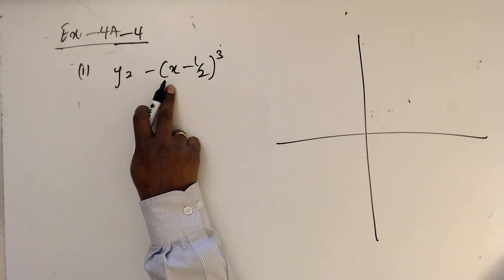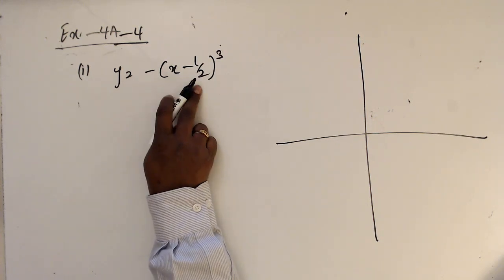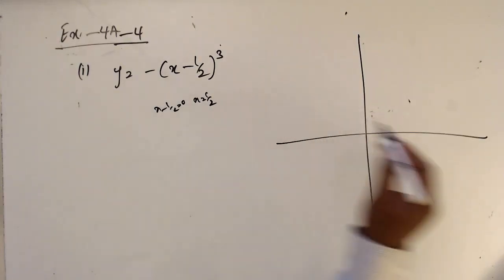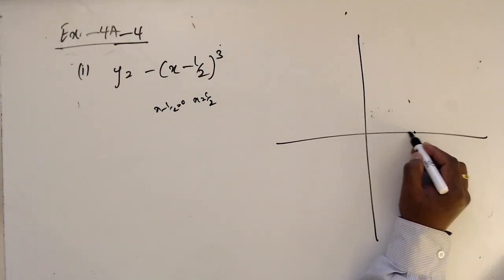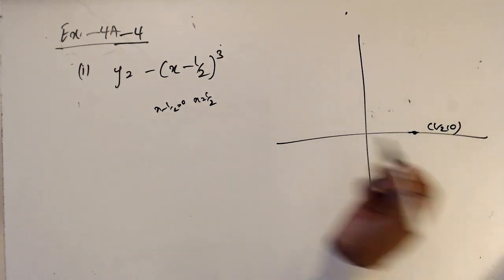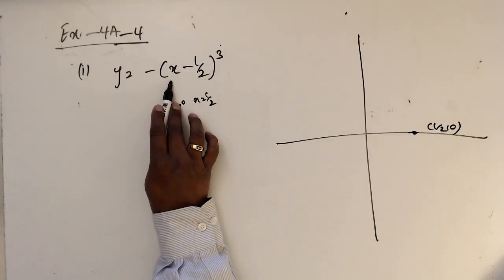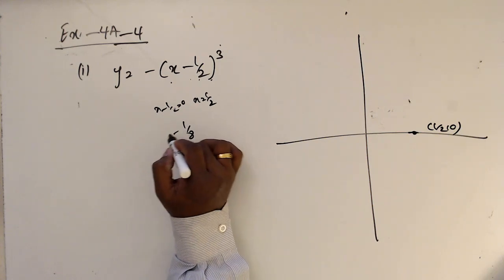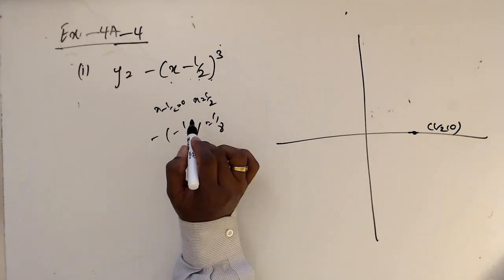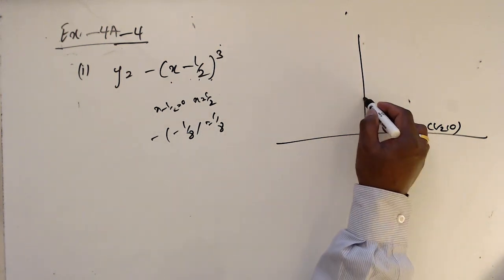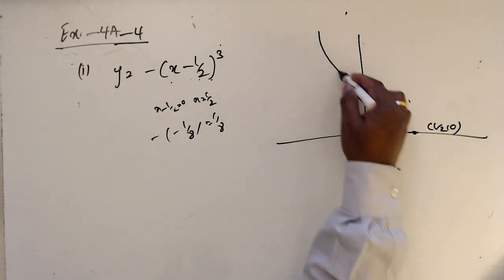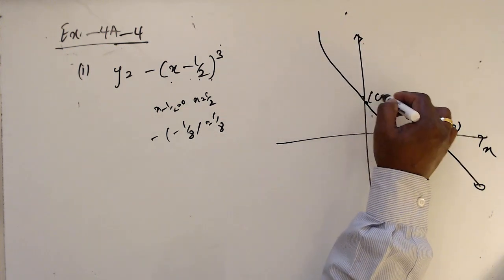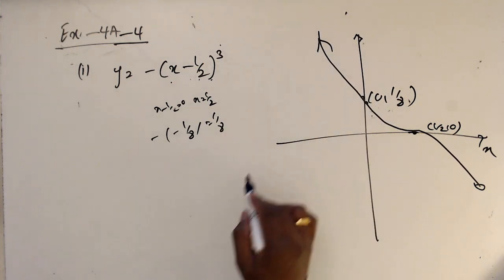So you know that the x cubed term is negative, and one root is half, because x minus half equals 0, x equals half, one root. So half, 0 is one root. When x equals 0, minus half cubed is minus 1 over 8, times minus, 1 over 8. So this is going to be somewhere here, again this kind of graph. Okay, this is 0, 1 over 8.